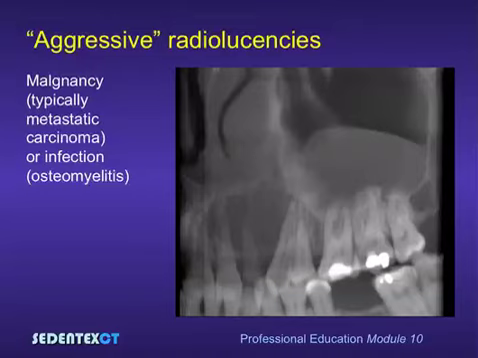Compare those previous images with this one. This is a classic example of an aggressive looking radiolucency. Here we can see a malignancy. This is metastatic carcinoma. But the same kind of ragged, ill-defined margins to a radiolucency can also be seen in osteomyelitis.